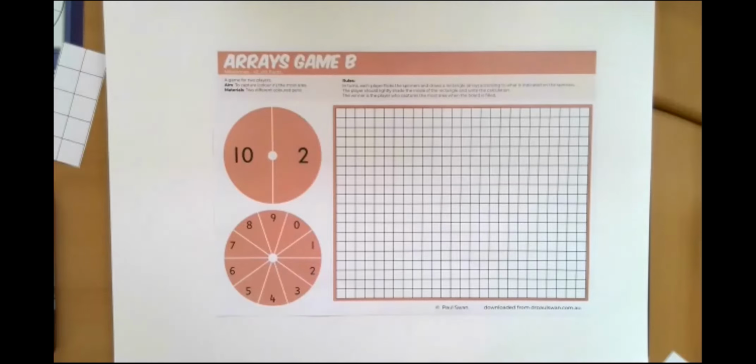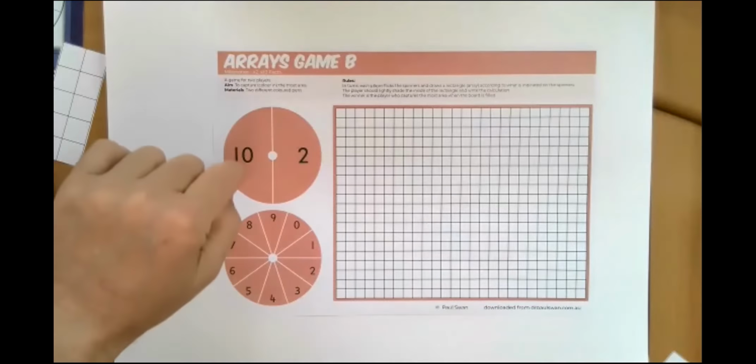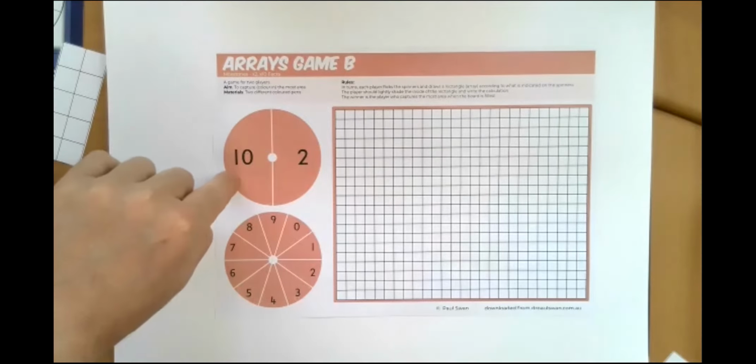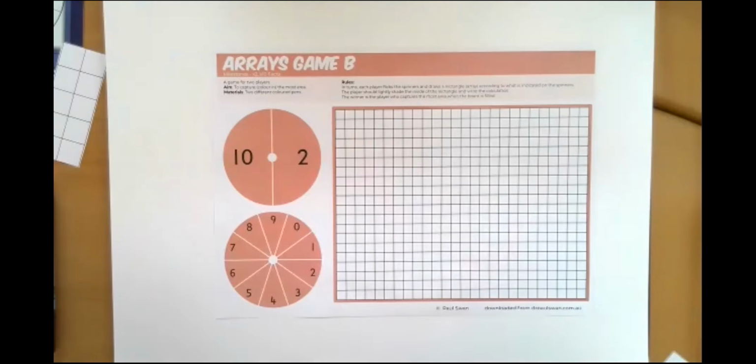So this is the arrays game, and as I said, an array is just another name for a rectangle. So it's all about rectangles that we have here, but the technical name is an array. So what we've designed is a very simple game, and it starts with very basic table facts. So this one here would have multiplying by 2 or multiplying by 10. We have a whole series of these.